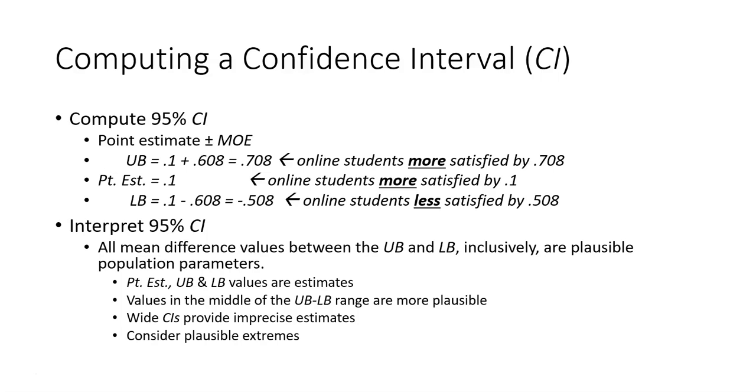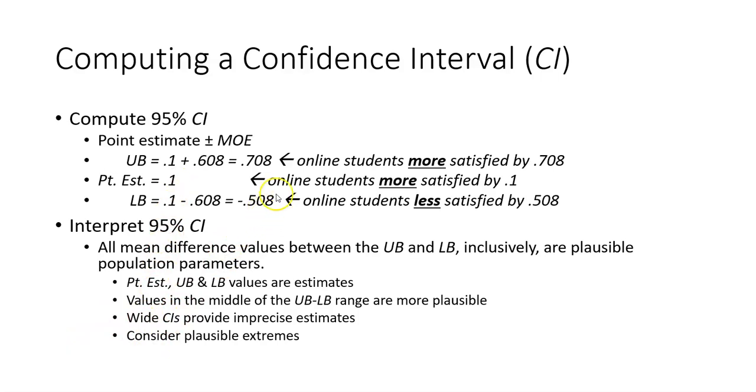The other thing to keep in mind when you're interpreting confidence intervals is that values in the middle of the confidence interval range, again, the range is from positive 0.7 to negative 0.5, everything between that's plausible, but values in the middle of that range, values close to the point estimate, are considered more plausible. So if you had to make a guess at one value, what's your best guess at what the difference between the two populations is, it would be the point estimate, 0.1. That's your best guess. As you move away from the point estimate, those values become less probable, less plausible.